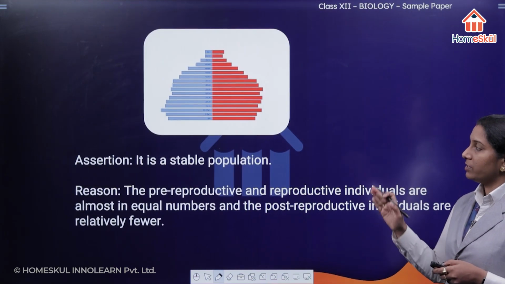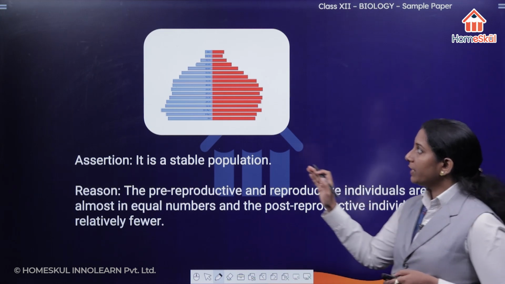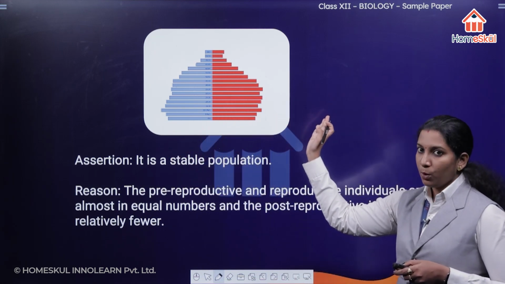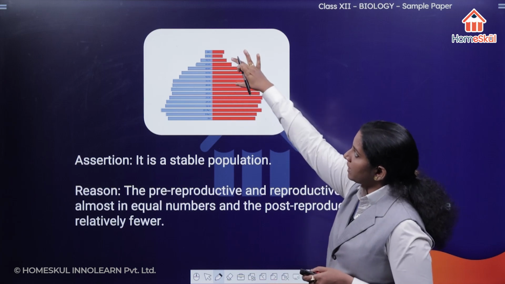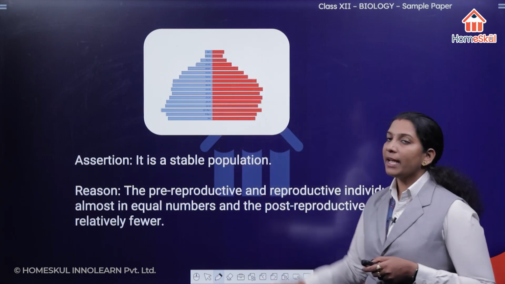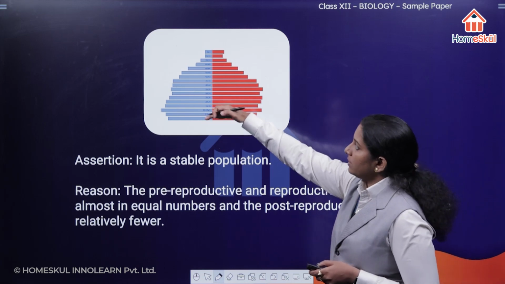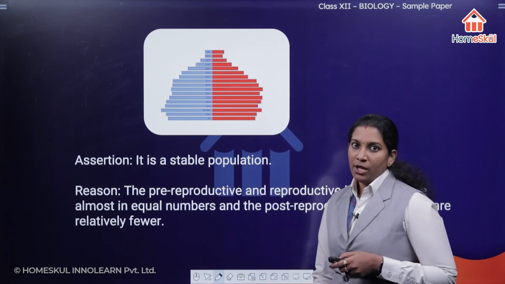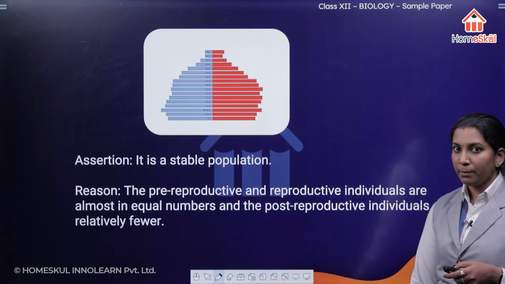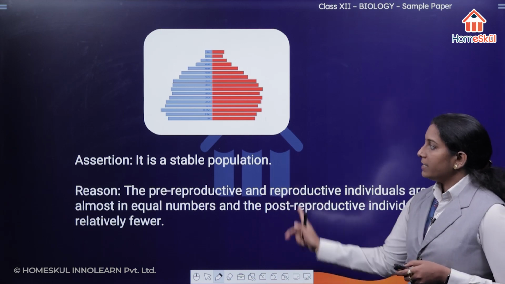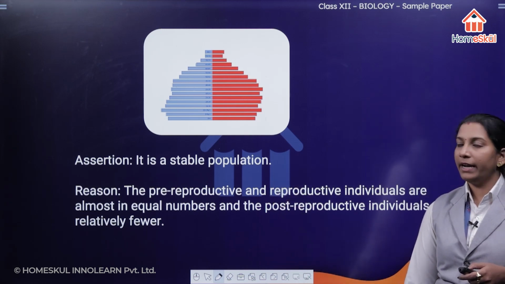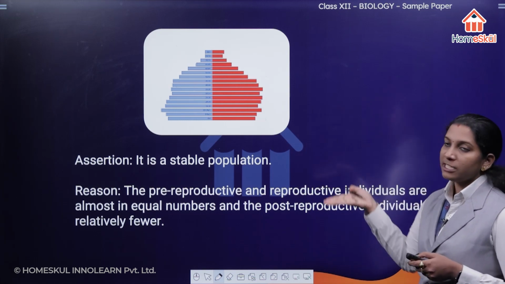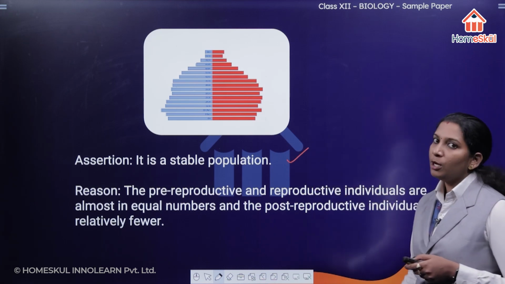Let's see the pyramid first. Here you can see the male population on the left side and the female population on the right side, old age people at the top of the pyramid, and newborns at the base. These are the pre-reproductive, reproductive and post-reproductive ages represented in this age pyramid. The assertion is that it is a stable population. Obviously right. We cannot expect any decrease or increase in this population, so it is a stable population.